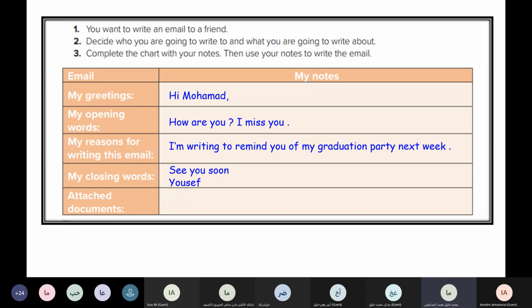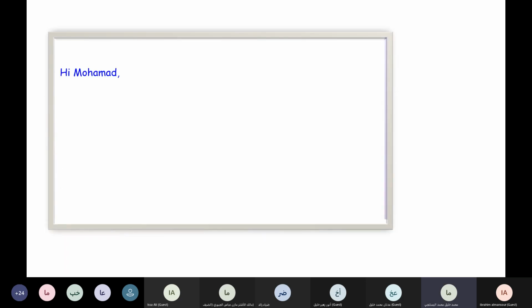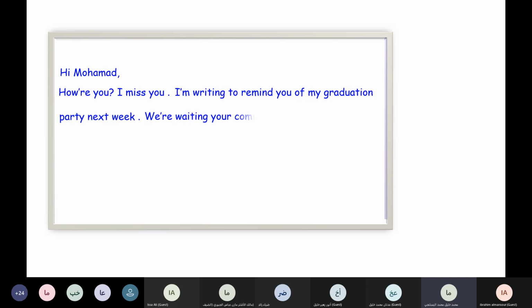You can send attachments like pictures, documents, etc. An invitation card, this is the attached document. This is just an example. You can write different information. Now we can use this information to write an email. Look at the email. Hi, Muhammad. Look, this is the information that we put in the chart.